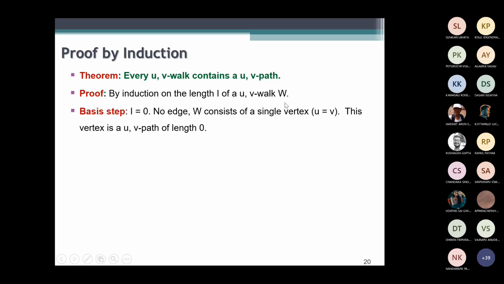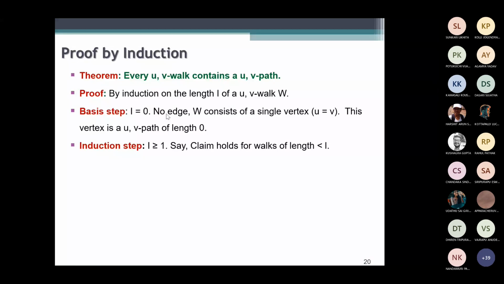The basic step is L equal to 0. If there is a UV walk where L is 0, that means there is no edge. That means this walk W consists of a single vertex where U equals V. In that case, this vertex itself is a UV path of length 0. So it is trivially proved.